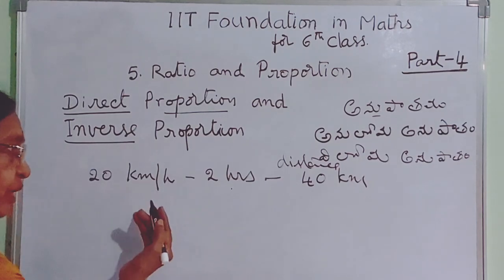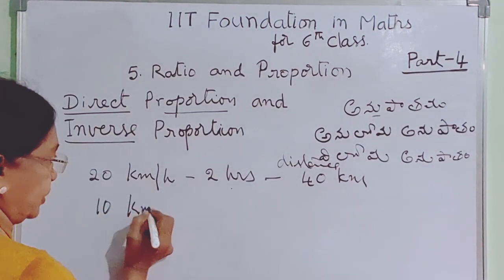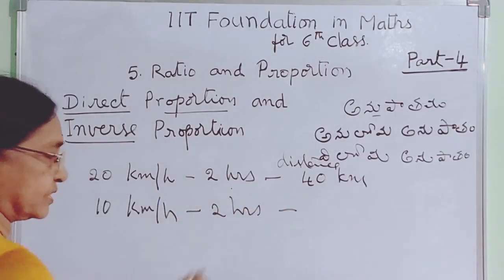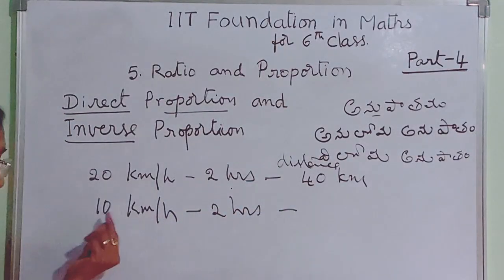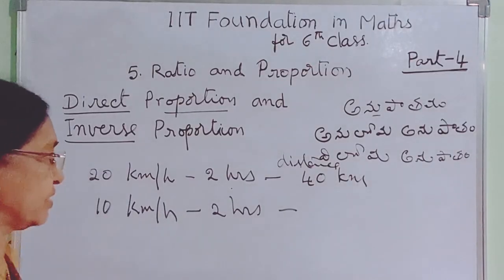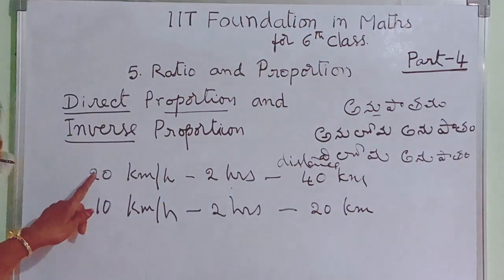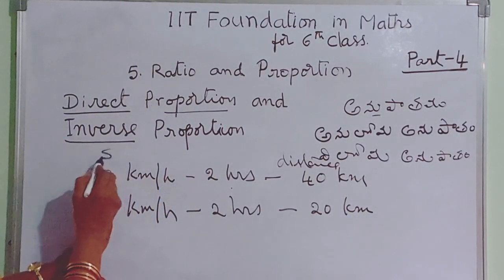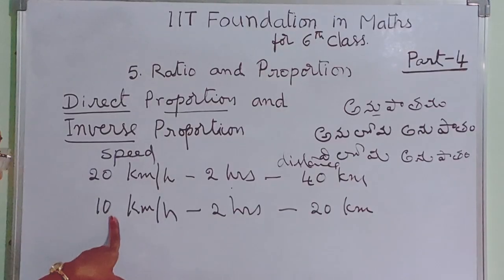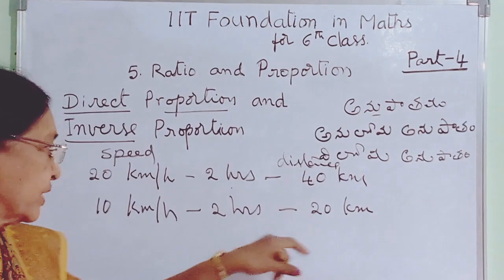Suppose the speed of the car is decreased to 10 kilometers per hour. Then in 2 hours, how much distance does it travel? For 1 hour, it travels 10 kilometers. Therefore, for 2 hours, it travels 20 kilometers. So when there is a decrease in the speed, there is a decrease in the distance traveled by the car.